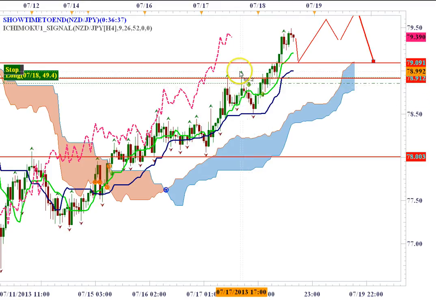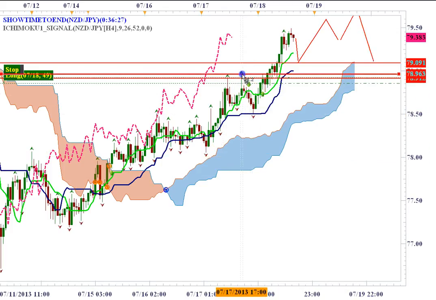We already had a fractal level set up here. So what I did, took my profit and then I put another order in right above that fractal level. And then when the candle came and broke that level, it got me back into the trade, and now I'm in for 49 pips, 48 pips.